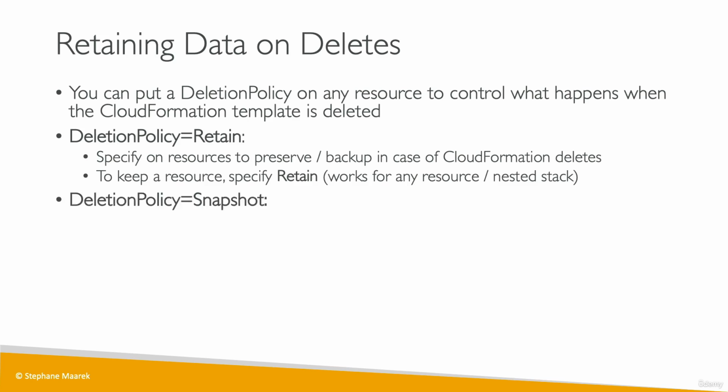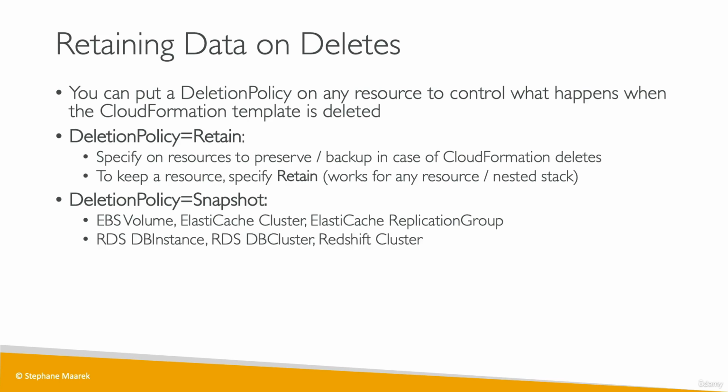The second one applies only to select resources, which is called DeletionPolicy equals Snapshot. So in this case, we're saying, okay, you can delete the underlying resource, but please make a snapshot before you do. So this applies to all the things that can be snapshotted. So EBS volumes, ElastiCache cluster for Redis, ElastiCache replication group, etc. It could be RDS DB instance, RDS DB cluster, a Redshift cluster. So anything that can be snapshotted usually is supported with DeletionPolicy equals Snapshot for CloudFormation.